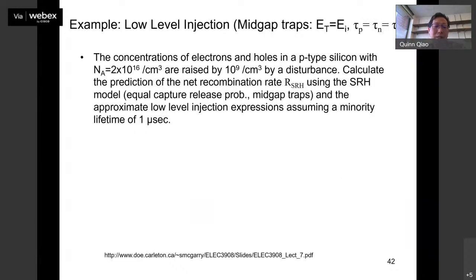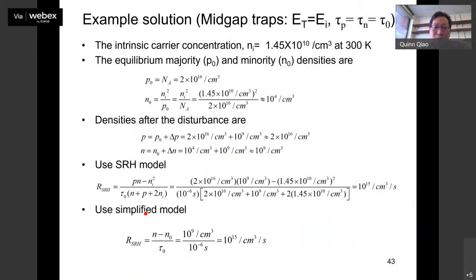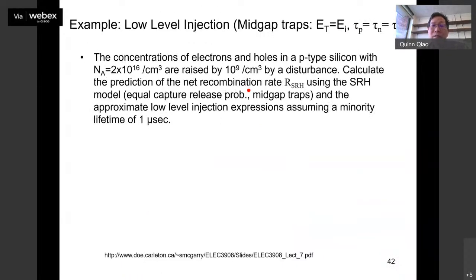As I just showed you, for the midgap, this can be the simple equations. So we can use these equations here for these questions, right? If you look at this question, talk about the midgap, and then talk about the buyers. It's 10 to the power 9. It's much smaller than what? Than the P0, right? This is low level injection. This is N0, this delta N, right? Then you basically use these equations, see?